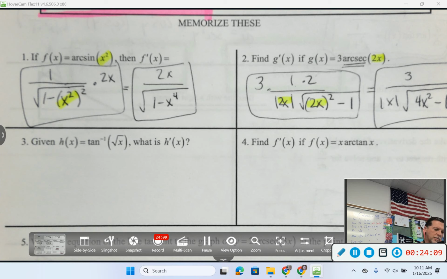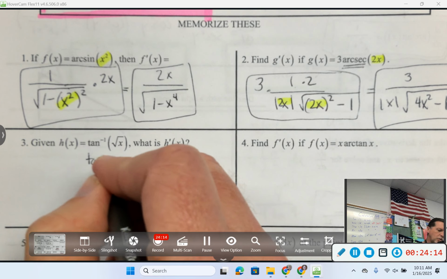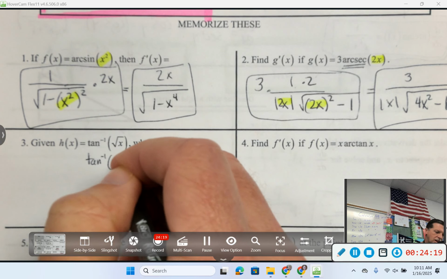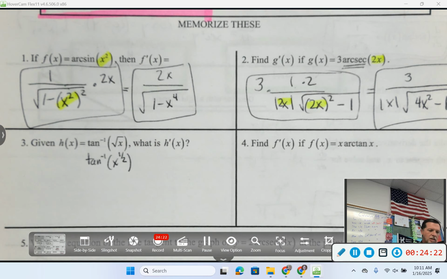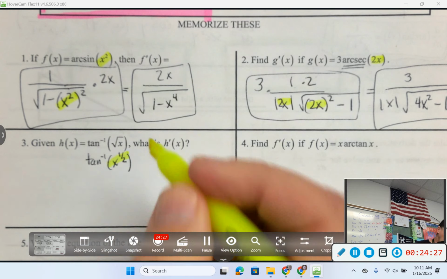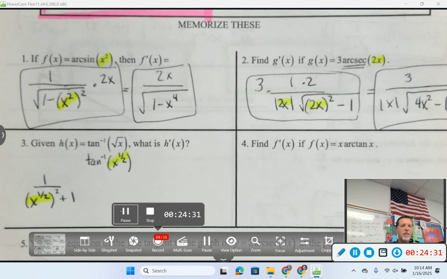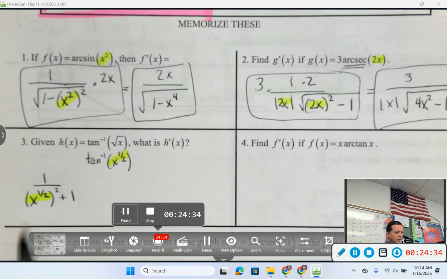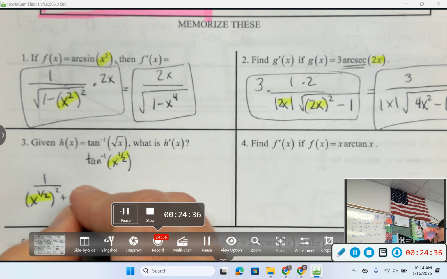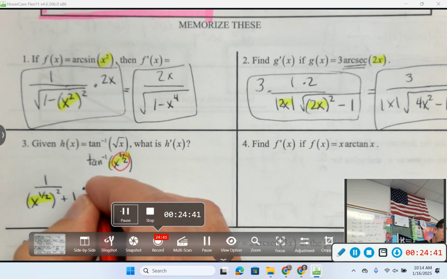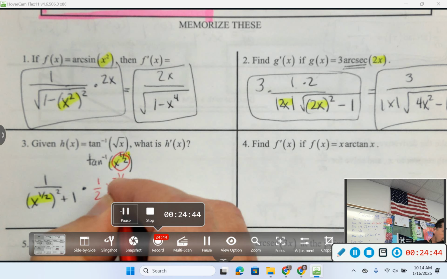Why don't you try number 3? It might be helpful to rewrite. What's another way to say the square root of x? X to the 1/2. So look at the arctan definition. There's our argument. And don't forget the chain rule. So try. First part is nice. You end up squaring x to the 1/2. That's the easy part. Chain rule. Now you've got to remember the derivative of x to the 1/2. So that's 1/2 x to the negative 1/2.